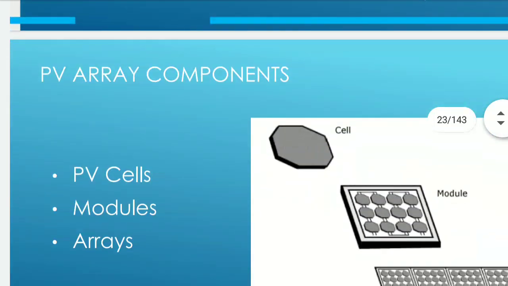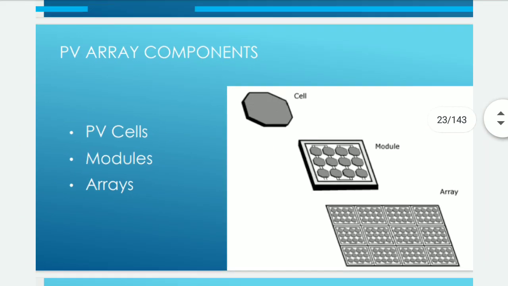PV array: cell, module, and array. One cell and another cell are connected in series and parallel to make a module. Then different modules connected in series make one array. So the PV array components are PV cell, modules, and array.